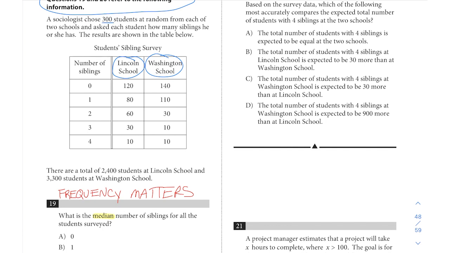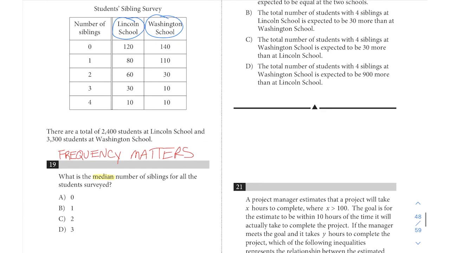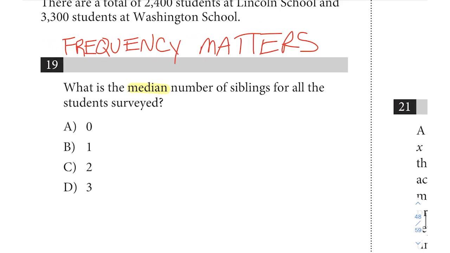So they say in the description that the sociologist chose 300 students at each school. So that would be a total of 600. Now you could calculate that on your own by adding up all of the values that we see here to figure out that it was a total of 600 students surveyed, but that would be a lot of math. So if we use the information in the text, we can sometimes save a calculation step. So here we have 600 total results.